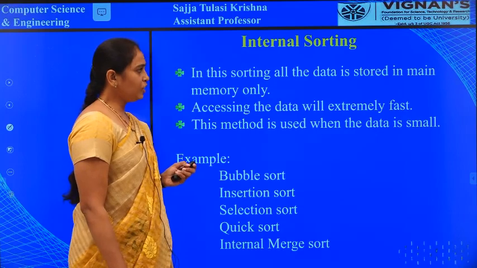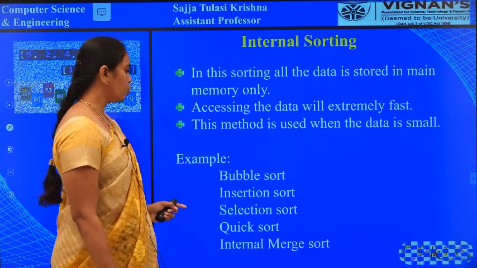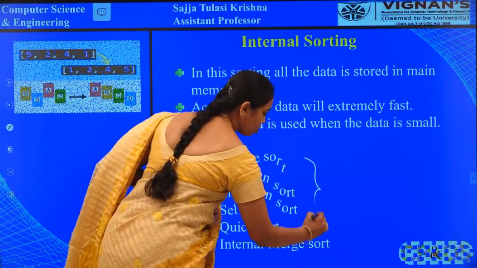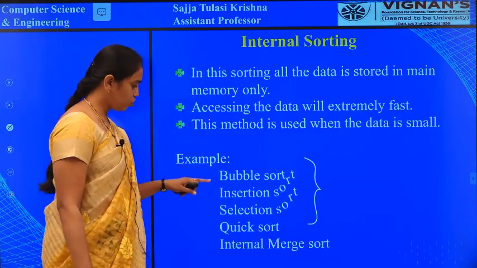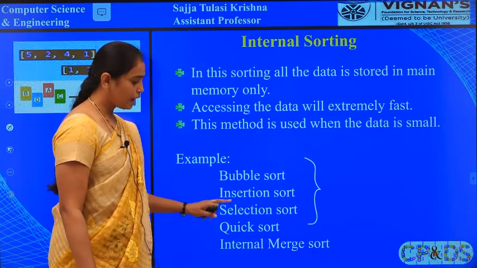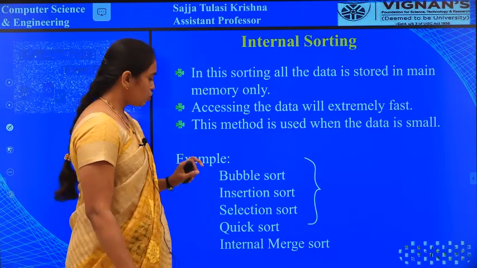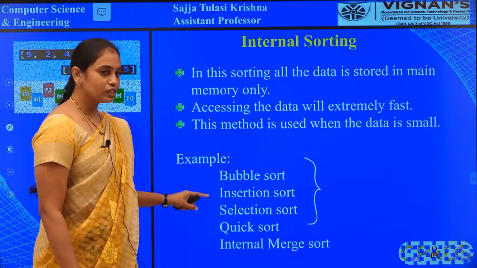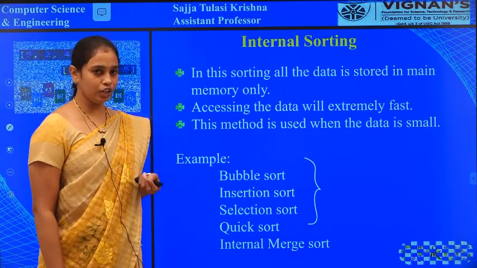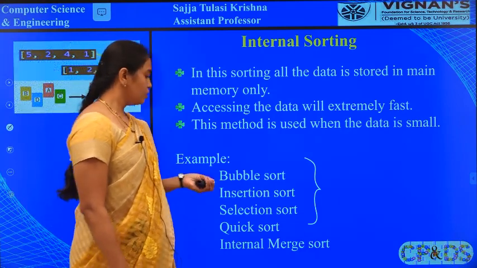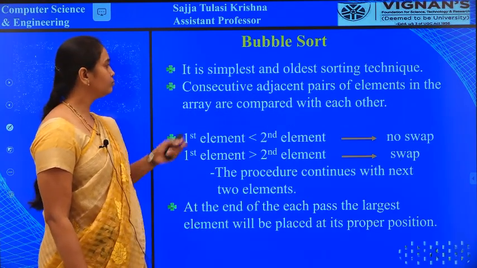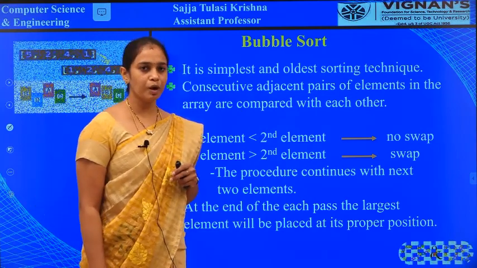Now coming to our CPDS course, we have only three types of sorting in this course: bubble sort, insertion sort and selection sort. Let me explain these three types of sorting to sort your unordered list into an ordered list. First, let me see the bubble sort. So now coming to the bubble sort.